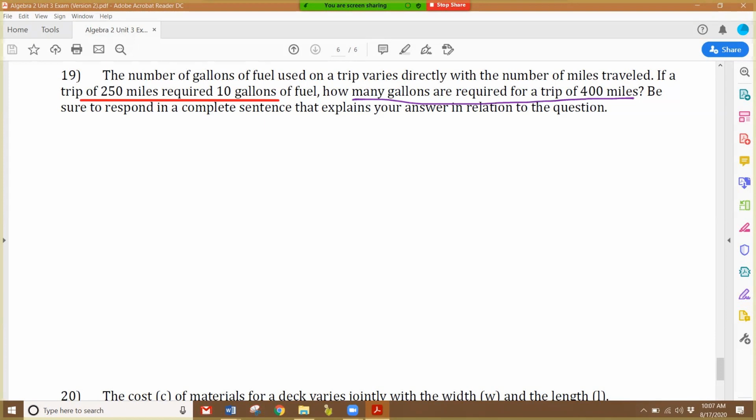I don't care if you respond in a complete sentence. You could just label your answer and I'll be okay with it. So to set up my proportion, I'm going to do miles divided by gallons. So for my first fraction of my proportion, I'm going to do the red part that goes together. I'm going to do the 250 miles divided by 10 gallons. That's going to equal miles divided by gallons. Well, for the second portion, we're being asked how many gallons for 400 miles. The miles goes on top, so 400 on top. I'm going to put G for gallons in the bottom.